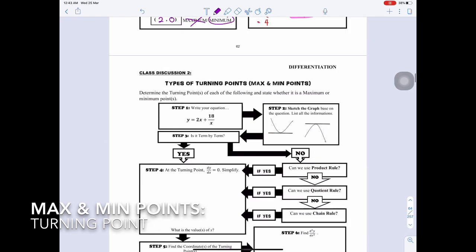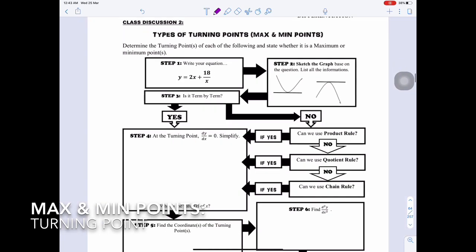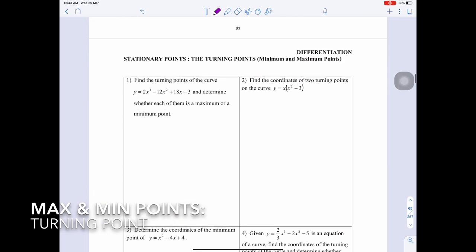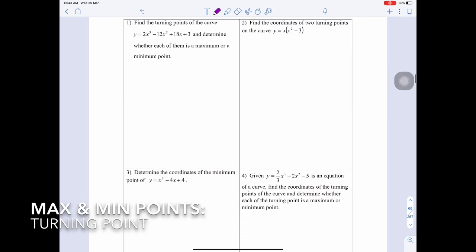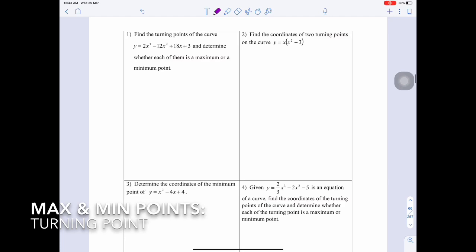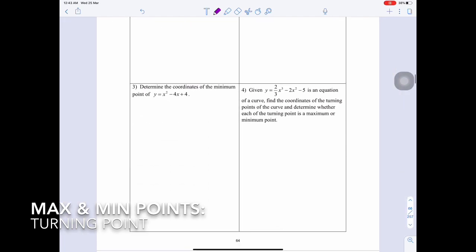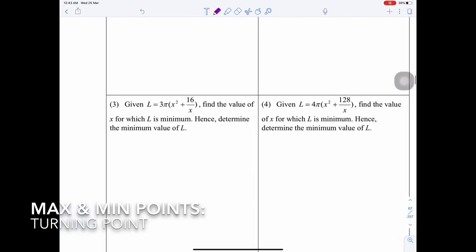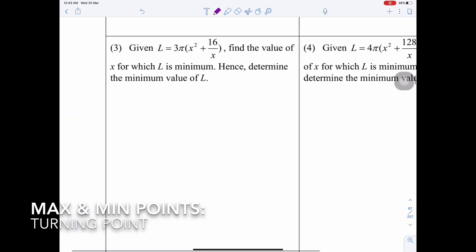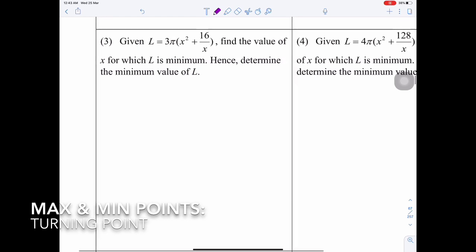Now let's look. This is another class discussion tool for you to try, and a few exercises that you can train on and do as your homework. Let's look at a further example for you, as your reference.